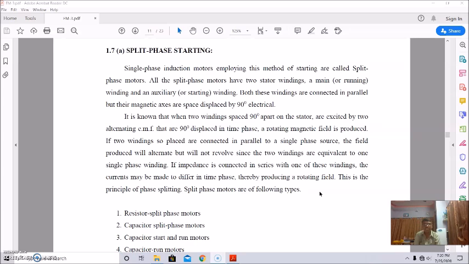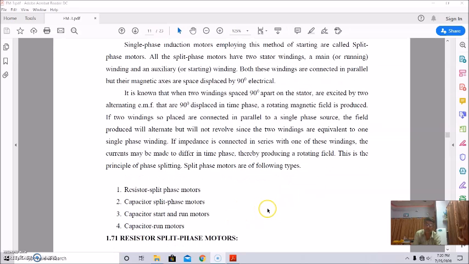So split phase motors are of the following types. The first is resistor split phase motors, the second is capacitor split phase motors, and the third is capacitor start and run motors, or two capacitor motors, and another one is capacitor transmotors.